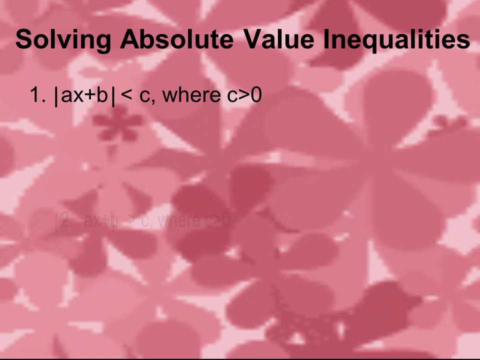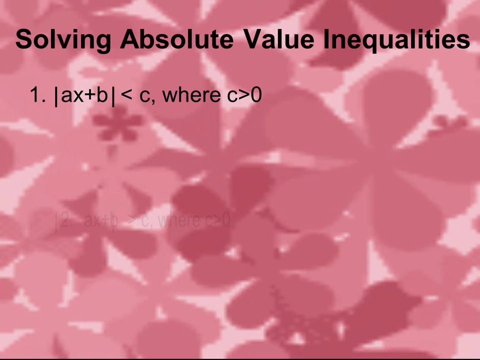If I want the values, the numbers inside the absolute value bar that are less than C away from 0, what's that going to look like on a number line? Is that going to look like the values that are between C and negative C, or outside of that? Let me say that in a different way.